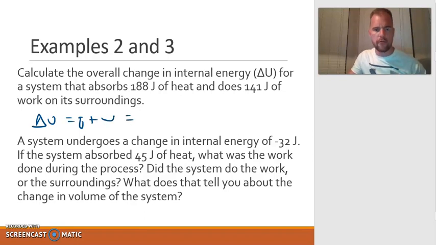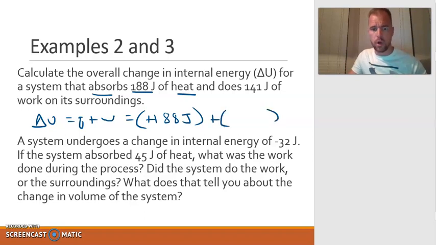All right, so first of all, my Q, my heat. So I read here that the system absorbs 188 joules of heat. It's absorbing that energy, so that's an endothermic process. Q is a positive 188 joules.